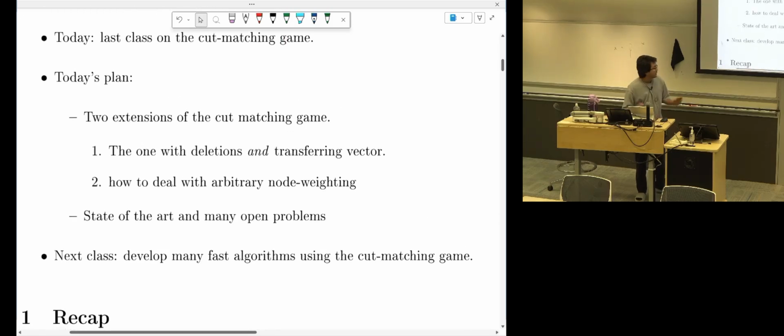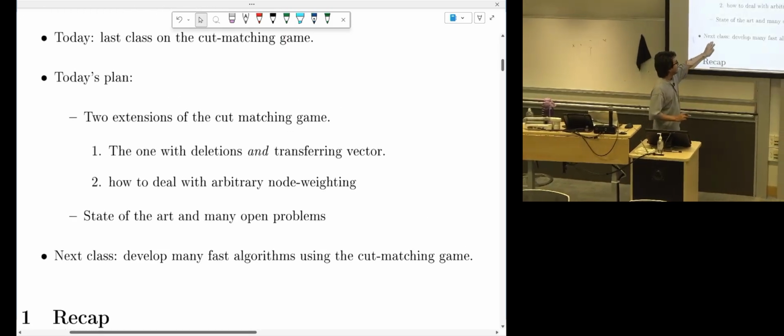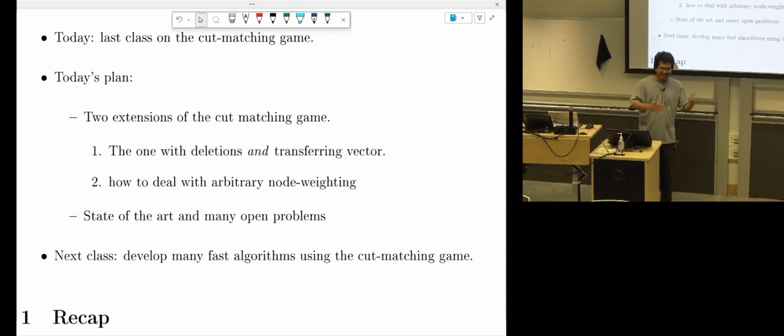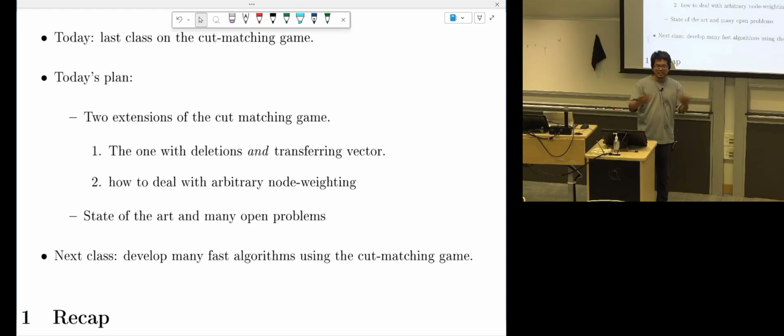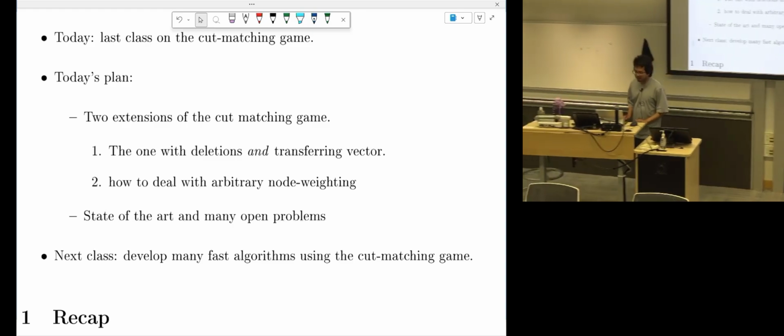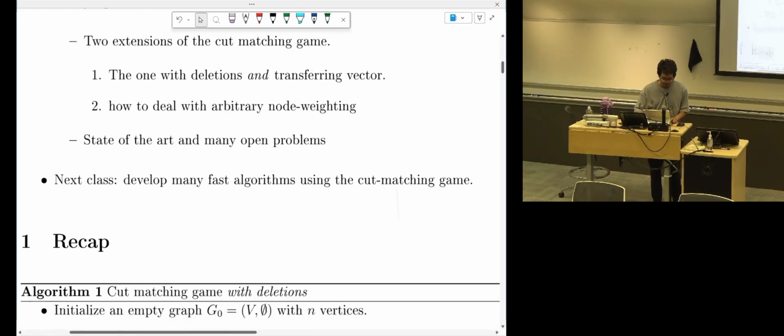Because today is just going to be the last class on cut matching game. After this, on Thursday, we're going to start to use it. We spent several classes just studying the cut matching game. It's quite natural: you try to build a graph that is an expander under adversarial matching. It is not too clear why we want to study it, but it's going to be more clear from next class. But today, still going to be on the cut matching game.